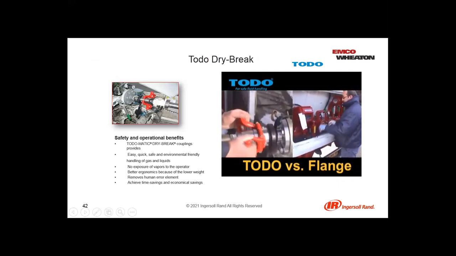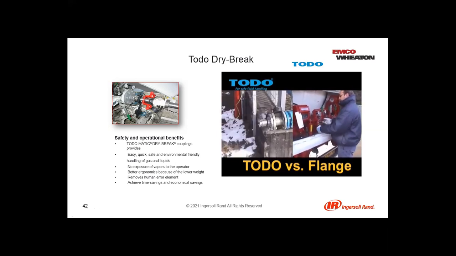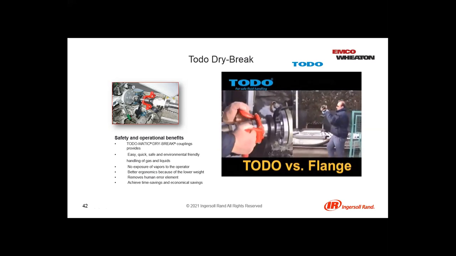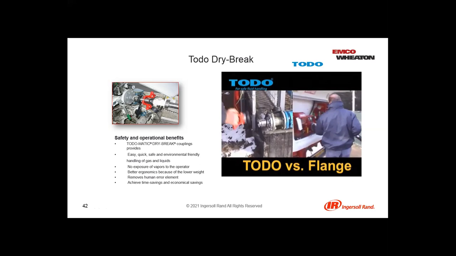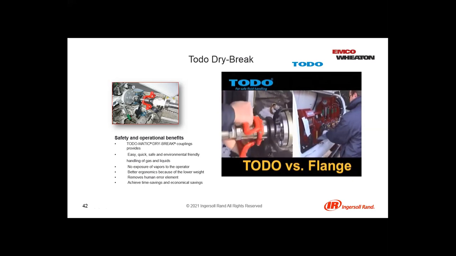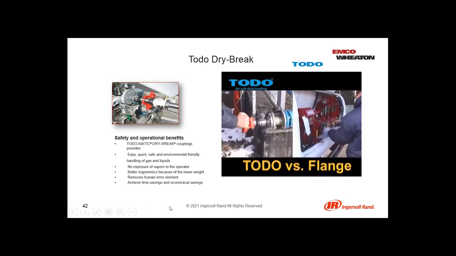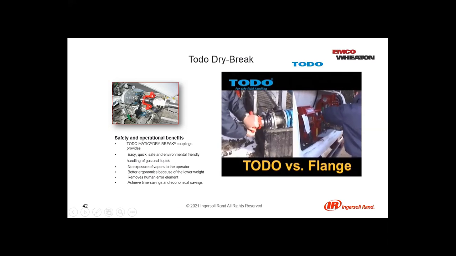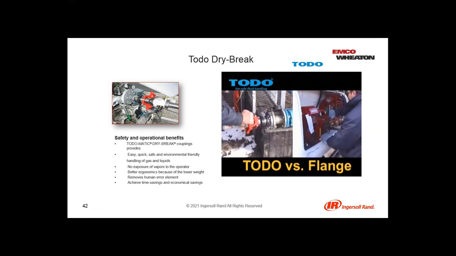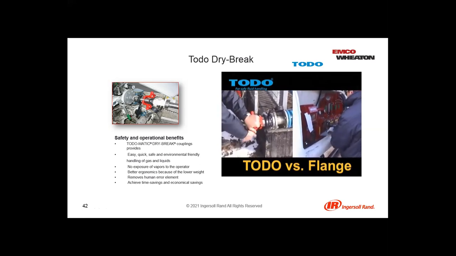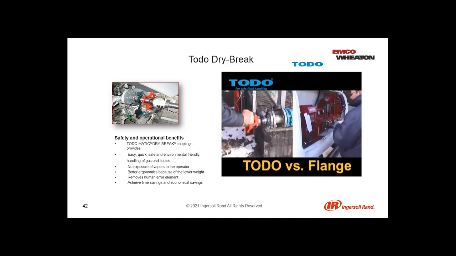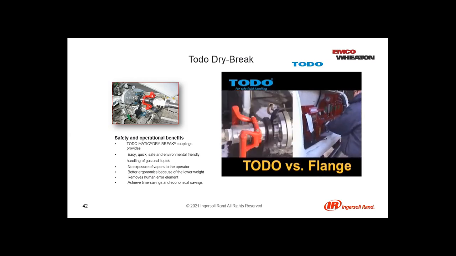Another coupler very known in the chemical market or JT1 market is the Todo dry break coupler for gas and liquid. Very easy to connect or disconnect, safe and environmentally friendly, and no exposure to vapor for the operator. We see here the difference between a connection with a dry break or a connection with a flange, and it's of course important to note that it's a dry break, so there is no spilling.